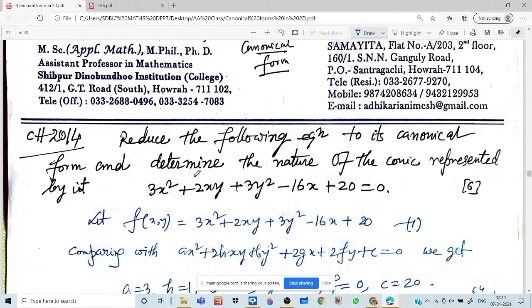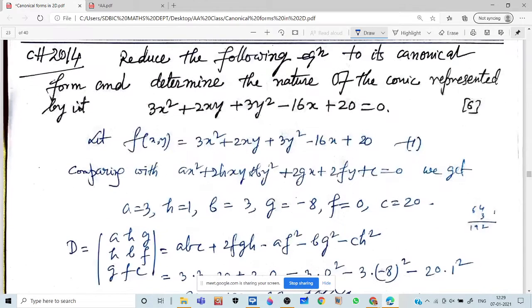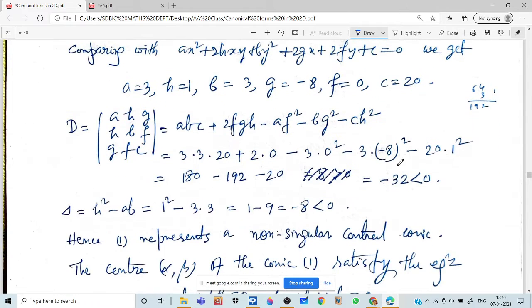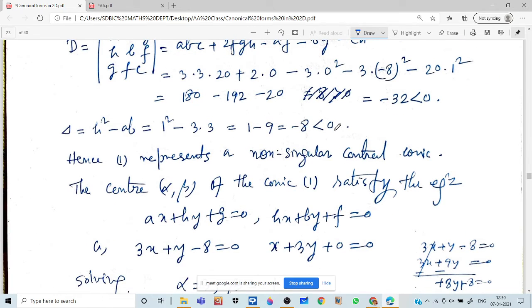Next problem, 2014: reduce the following equation to its canonical form and determine the nature of the conic represented by it. As before, comparing the given equation with the general equation of second degree, capital D comes out as minus 30, negative, and capital delta is equal to minus 8, negative. So this is a non-singular central conic.